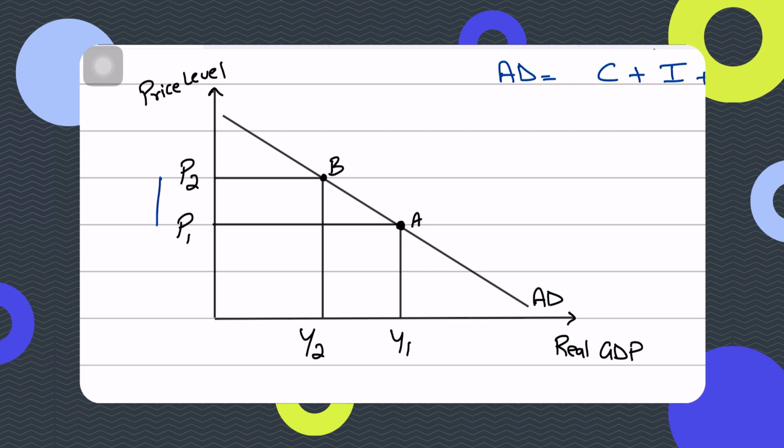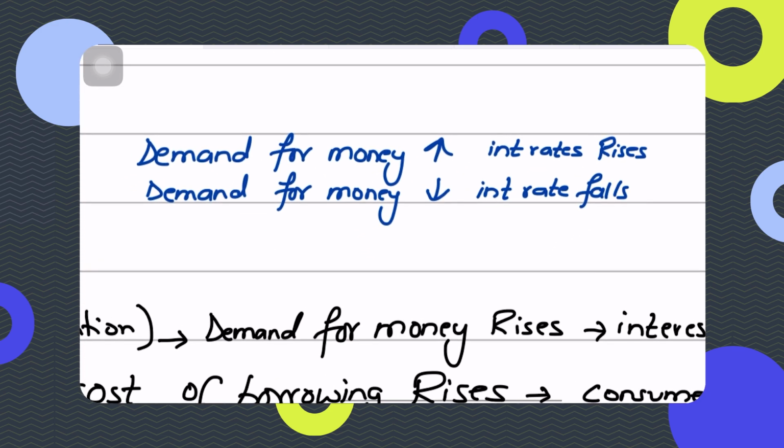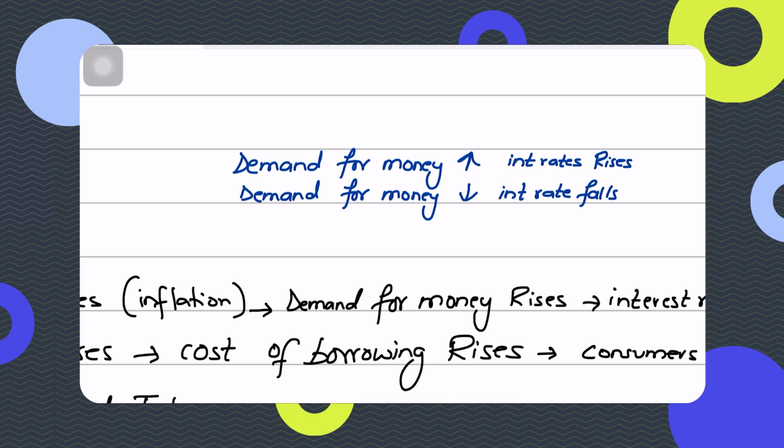So the demand for money would go down, and when the demand for money goes down, automatically the interest rate would fall, because I've explained the relationship here. Okay? The interest rates would fall. And since the interest rate is the cost of borrowing money, the cost of borrowing goes down.